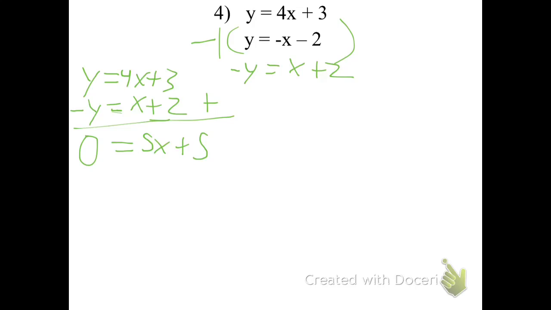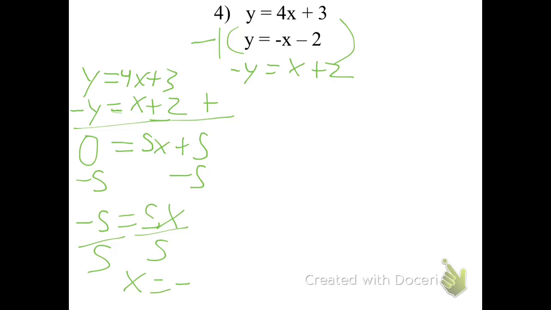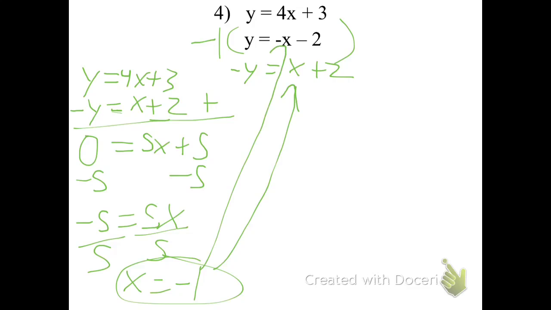You have to solve this one. You got to subtract the 5. So negative 5 equals 5x. Divide by the 5 to get x by itself. And you have x equals negative 1. So we got half of our answer. You can take that and plug it back into any of your equations. That one, or the one that came before, or the one up here. Any of them is fine.